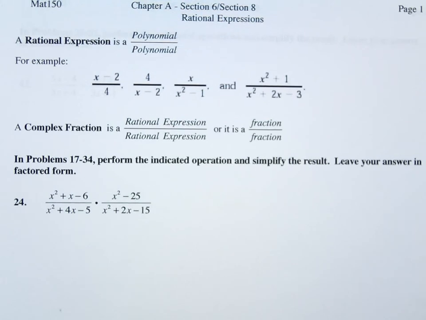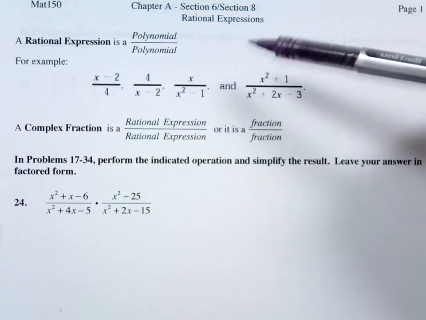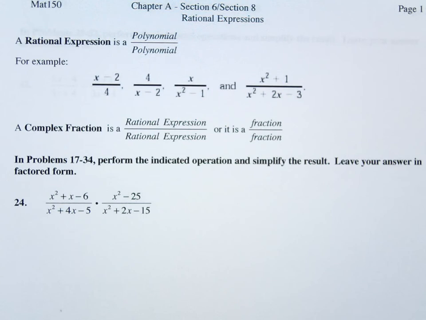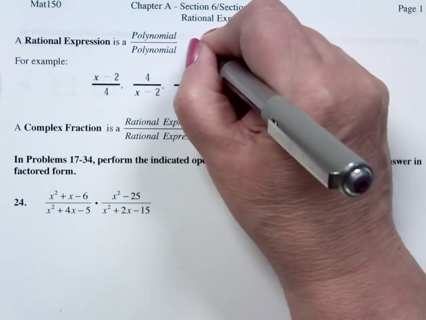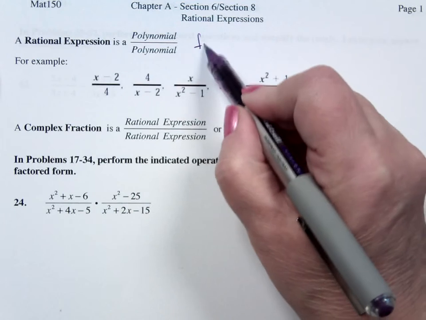The first thing I want to review is section A6, which is rational expressions. Those are fractions. A rational expression is a polynomial divided by a polynomial for us. And so normally you would say this is a fraction.